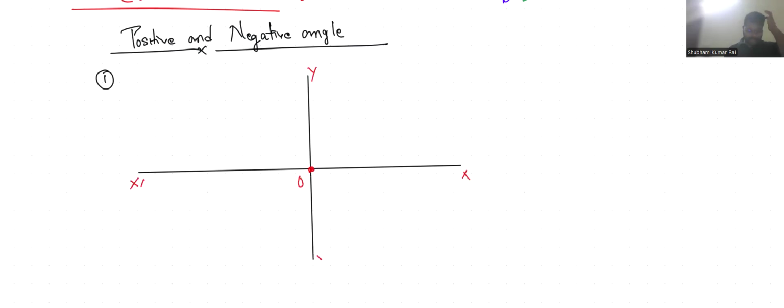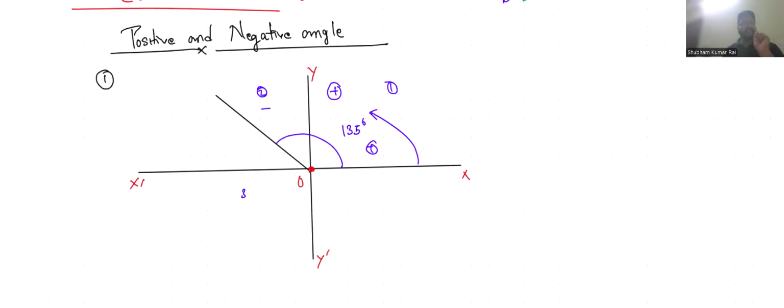And let's suppose one angle is being formed from here. And if I just say, what is the angle measurement? So from here to here, the angle measurement is 135. But is it positive or negative? So it will be positive because we are just moving like this, right? So here all the trigonometric ratios are positive, and here the trigonometric ratios are being changed because we are having the 4 quadrants like 1, 2, 3, and 4. So in this first case, the angle will be positive 135 degree.